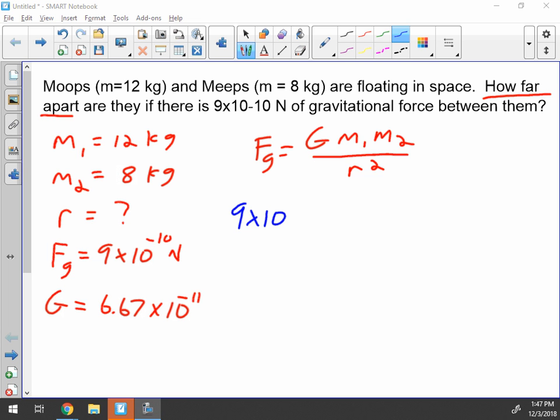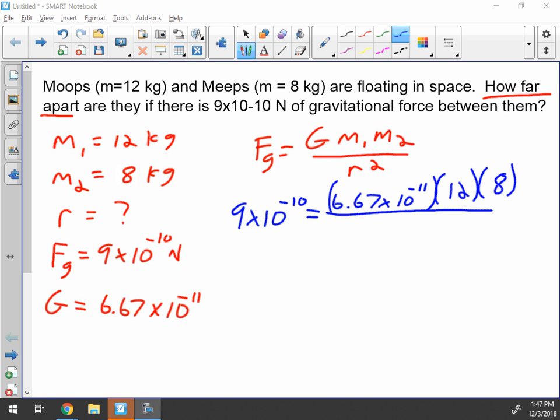So I will have 9 times 10 to the negative 10 equals 6.67 times 10 to the negative 11 times 12 times 8 divided by R squared. So I have R in the denominator, and I don't like that very much. So to get it out, for this one, I'm going to cross multiply. So I'm going to put this over a 1.